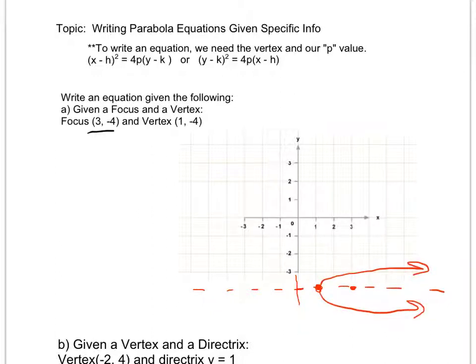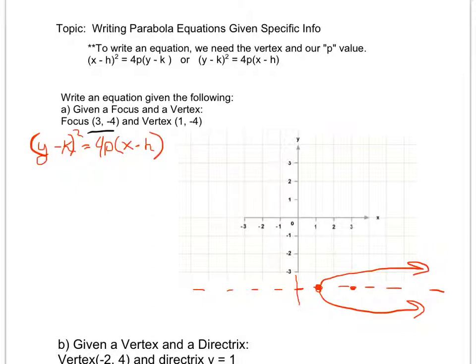So we need two things to write an equation. We're going to need the vertex, and we're going to need that p-value that we're using in our equation. I guess I should say we're going to need three things, we're also going to need our orientation. Well, I can see from my picture that my orientation opens to the right. So if it opens left or right, I know the form that I'm going to be following is y minus k squared equals 4p times x minus h.